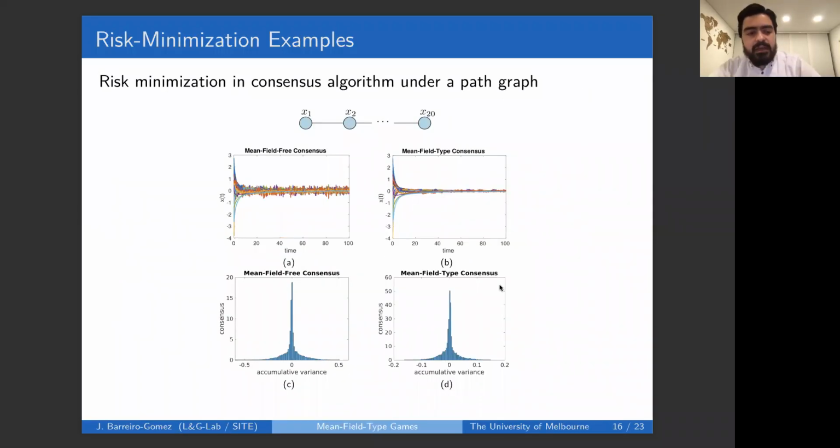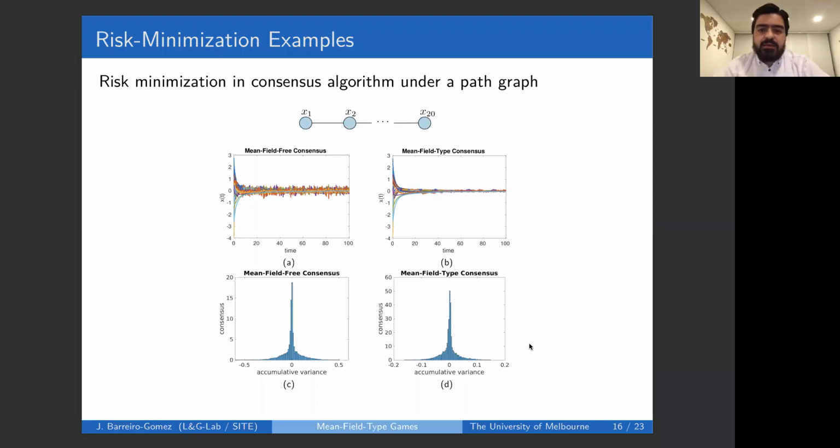On the other hand, we have the consensus problem. We have a consensus algorithm, with some uncertainties regarding the opinion or the state of the neighbor. We can associate that with malicious agents and so on. Here we see a mean field free consensus, which means we don't care about risk terms, and we see that we have a noisy consensus. Here we can see the distribution of these states. On the other hand, we have the mean field type consensus, and we can see that now the behavior has fewer oscillations around the consensus. That's because we have managed to minimize the volatility associated with it.